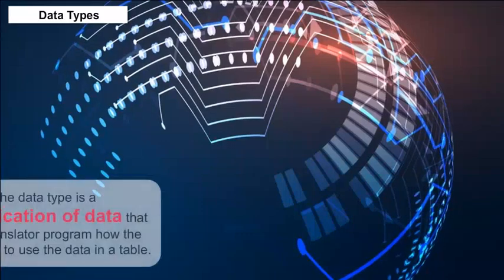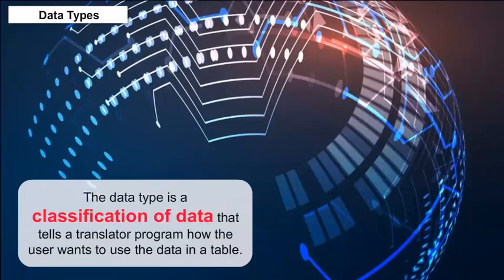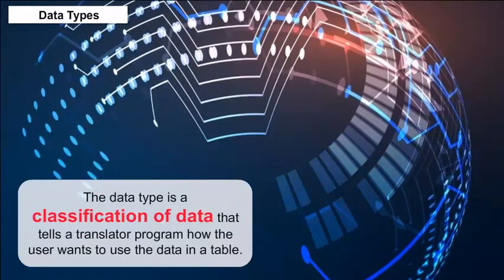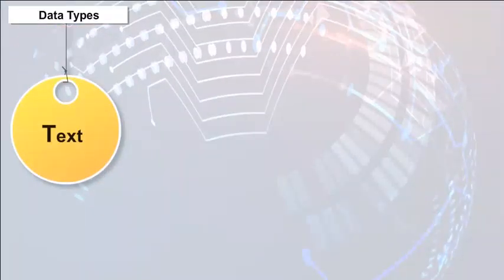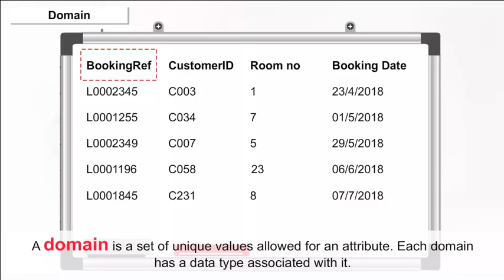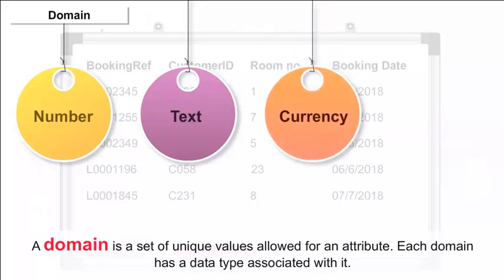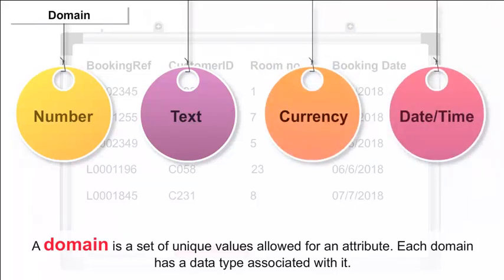Data types. The data type is a classification of data that tells a translator program how the user wants to use the data in a table. It can be text, numeric, date, currency, etc. Domain. A domain is a set of unique values allowed for an attribute. Each domain has a data type associated with it, such as number, text, currency, date or time, etc. Each domain must have a name that helps in interpreting its values.